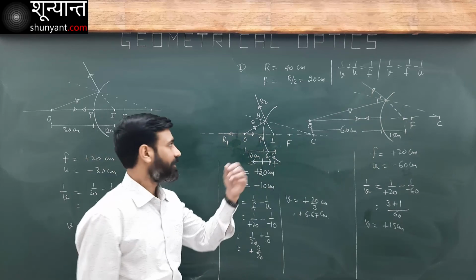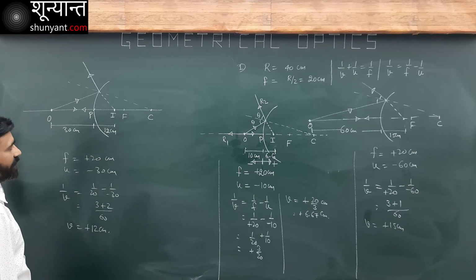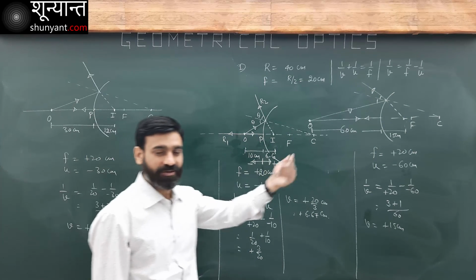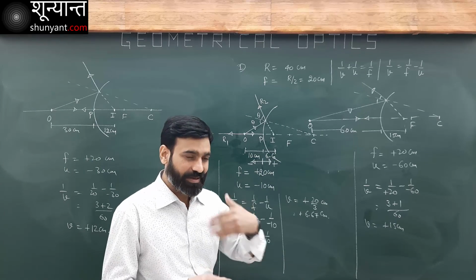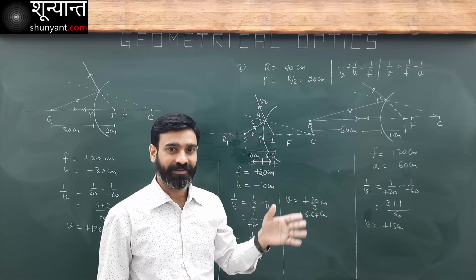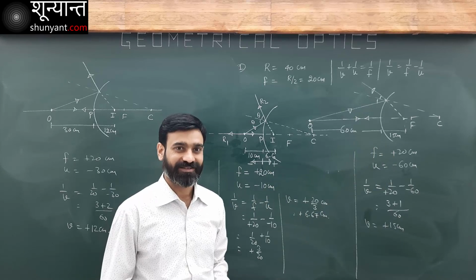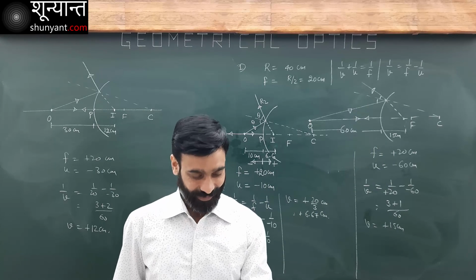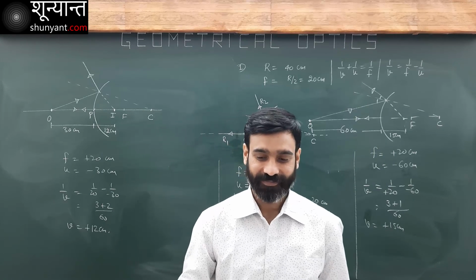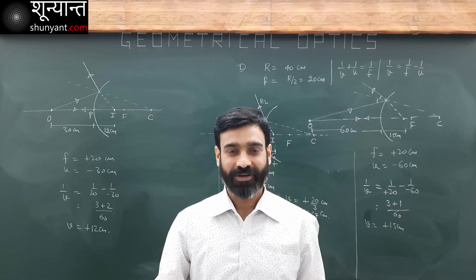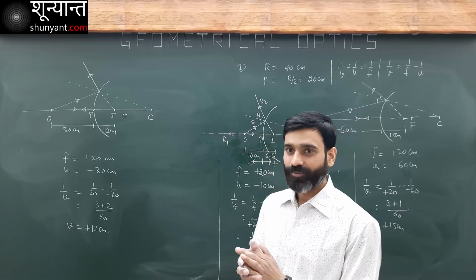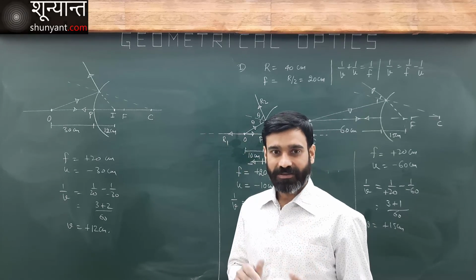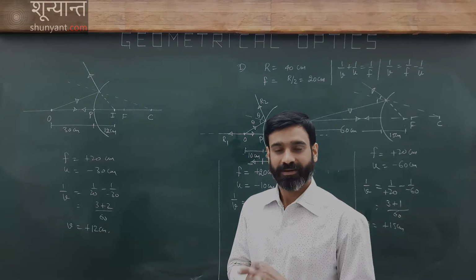What do we conclude? As the object moves away from the mirror, the image is shifting towards the focus. And when the object is at a very large distance, it goes to infinity. Where is the image? At the focus. Okay, these things you have to keep in mind. That's it. In this class we learned how to apply sign convention, how to apply the mirror formula. Next class we are going to do more problems.